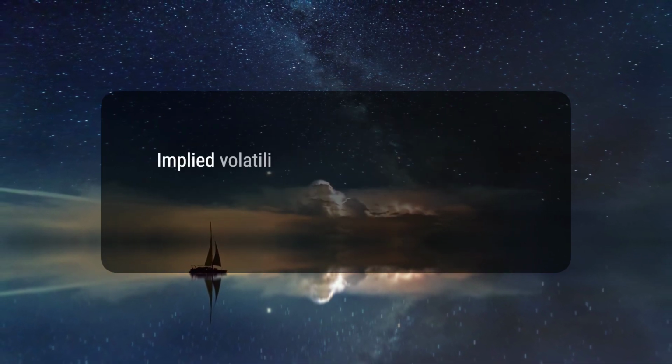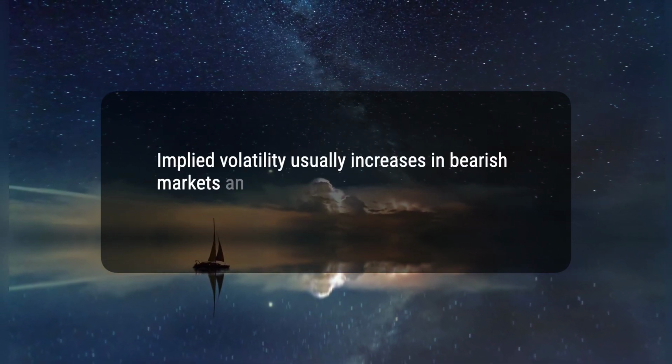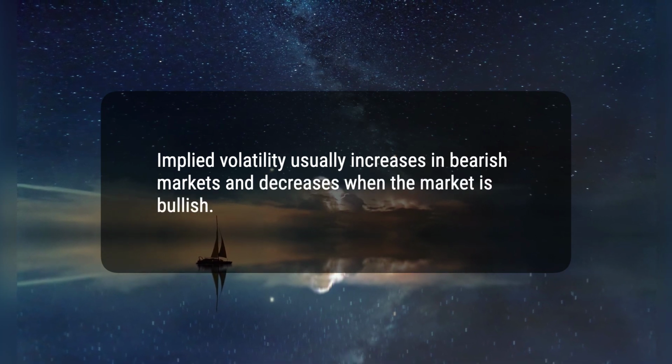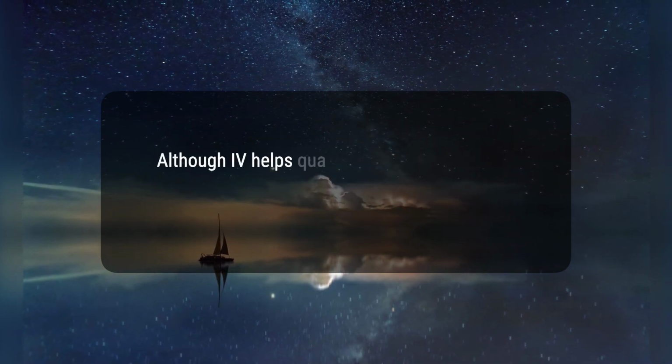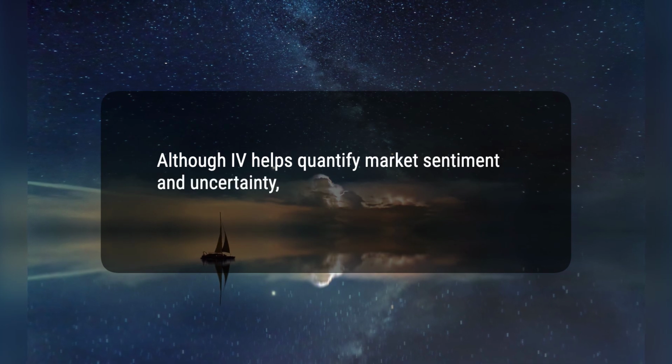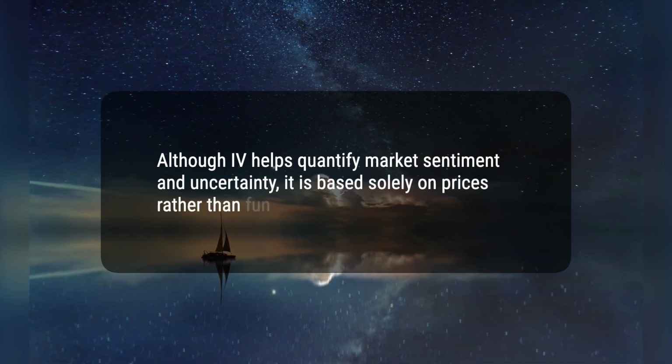4. Implied volatility usually increases in bearish markets and decreases when the market is bullish. 5. Although it helps quantify market sentiment and uncertainty, it is based solely on prices rather than fundamentals.